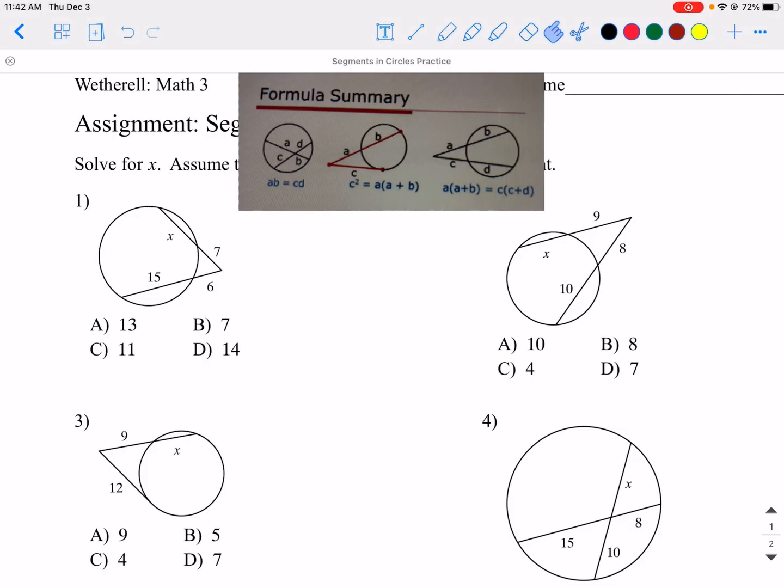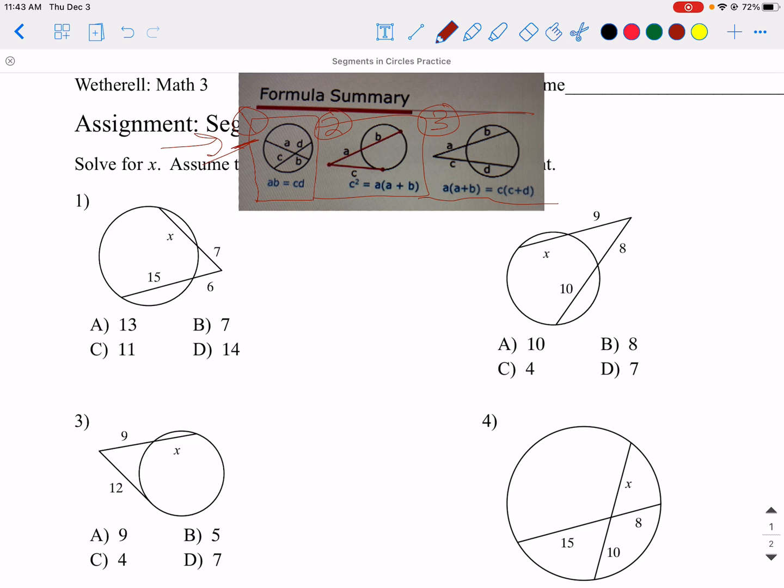Okay, here's a little help on segments and circles. For the segments, you are using the formulas that are given on the previous page. So I have the document right there. We're going to identify which circle it looks like to figure out which formula we use. So we've got these three above, and I'll just label them 1, 2, and 3.